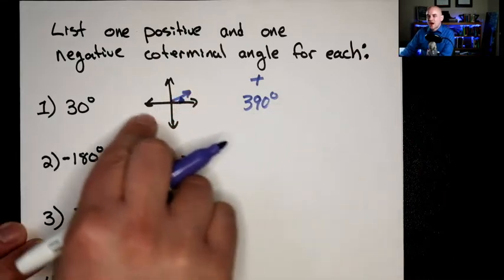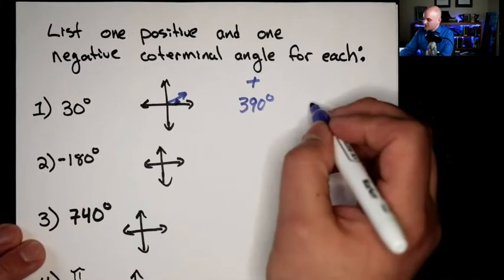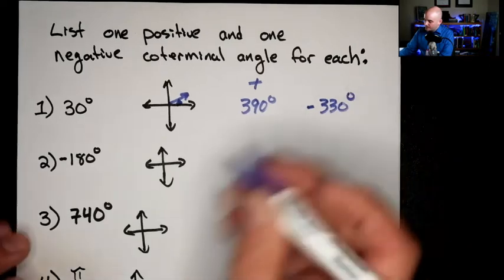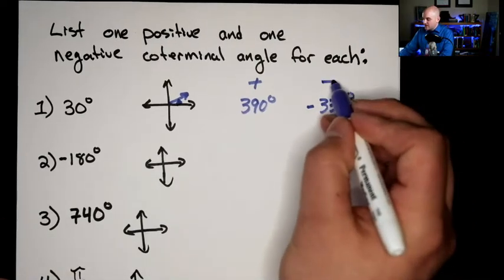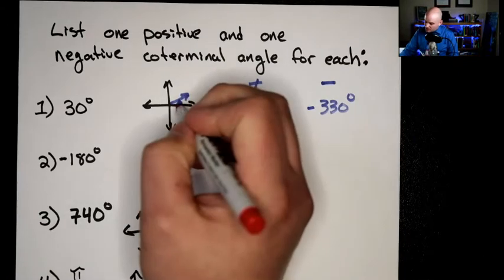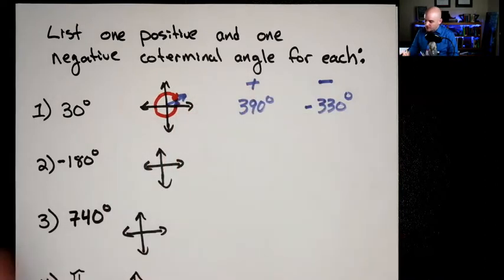Now, if I subtract 360 from it, 30 minus 360 is negative 330. So that is my negative value for it there. And notice if we go clockwise, negative 330 degrees, we're going to land 30 degrees short of a full circle, which is coterminal with positive 30 degrees, okay?